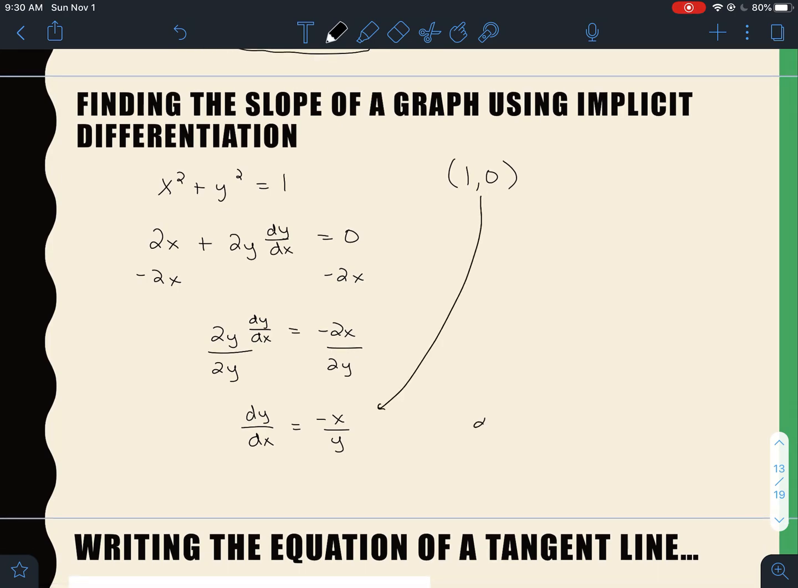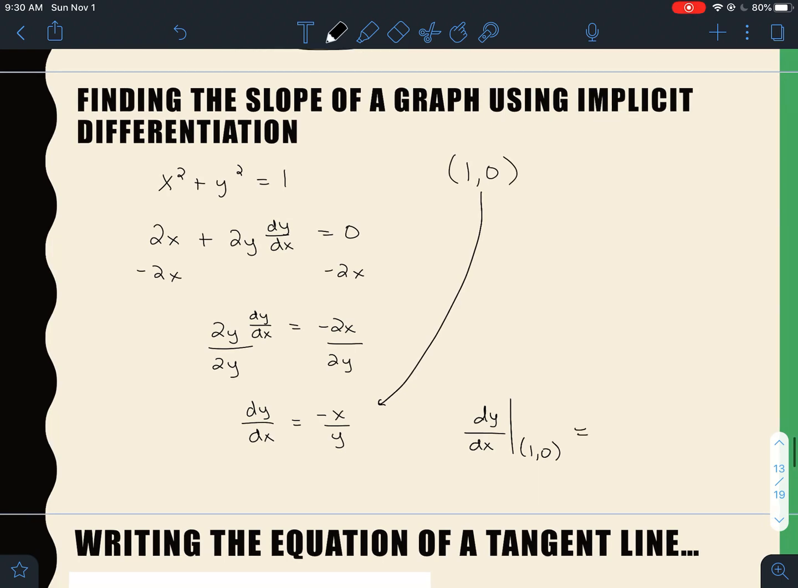And then if I wanted to know the derivative at the point (1, 0), I'd take 1 and 0 and plug it in. So proper notation, you would do dy/dx at the point (1, 0). You draw a straight bar down and then put the (1, 0) at the bottom. It's going to equal negative 1 over 0. Well, that's undefined. So the derivative doesn't exist at the point (1, 0).